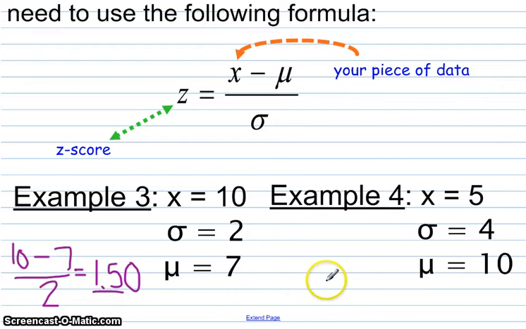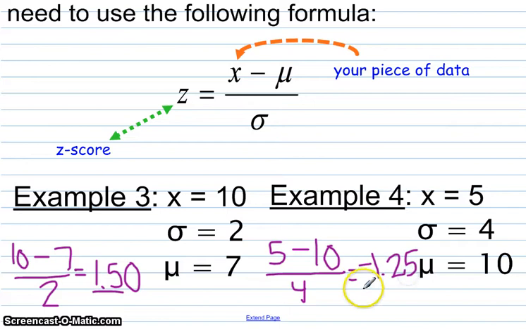So let's go through and do the same thing for example 4. We have our piece of data, that's our 5. We have our mean, that's our 10. So 5 minus 10, and we divide by the standard deviation, which in this case is 4. So 5 minus 10, that's pretty easy. That's negative 5. Negative 5 divided by our 4, that should be negative 1.25. So negative 1.2 would be our row, 5 would be our column, and we would match it up to see the percent.